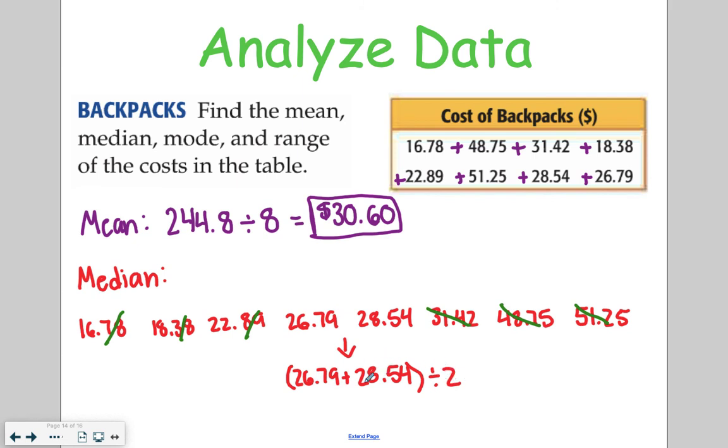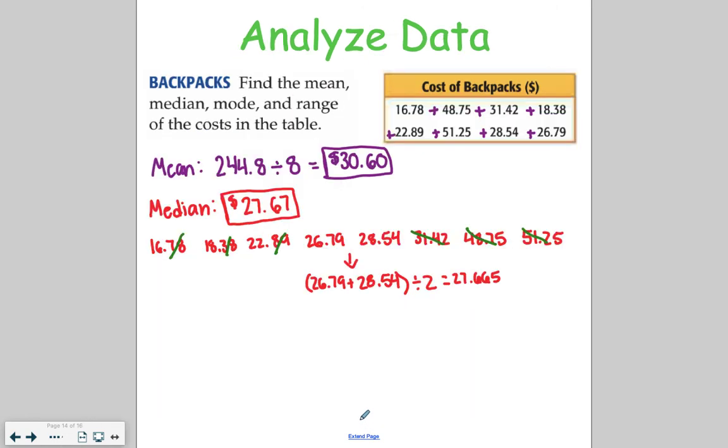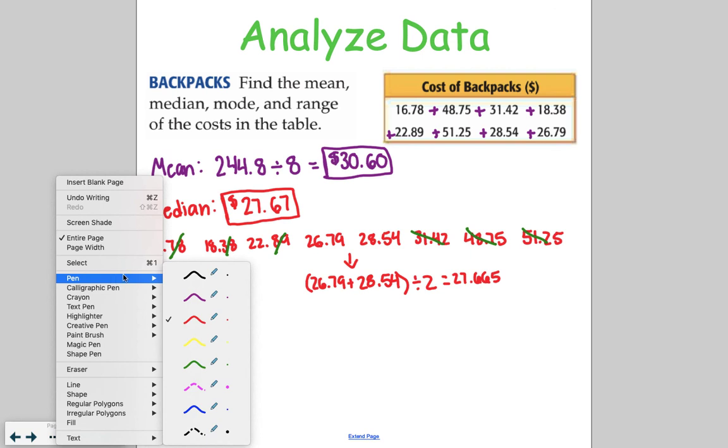So when you do that, 26.79 plus 28.54 gives you 55.33. Dividing by 2 gives you 27.665. But we're talking about money here, so we can only have 2 decimal places. So we're going to have 27.6, and then the 5 tells me to round up to 67. So my median is 27.67.